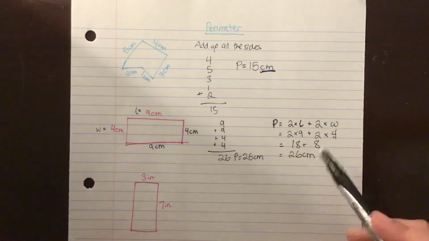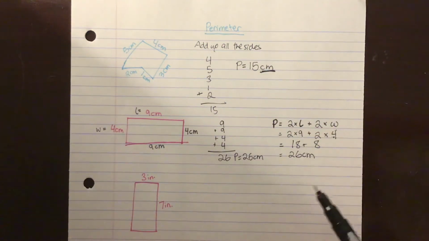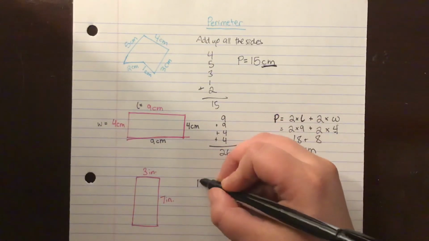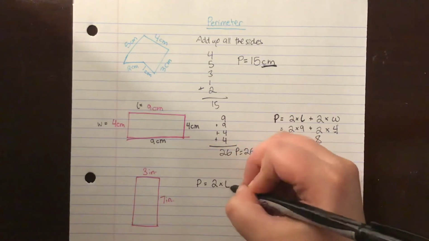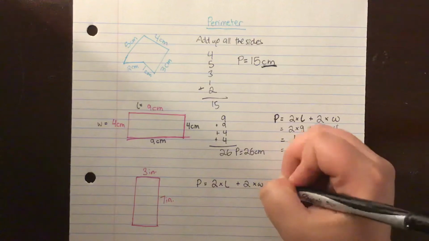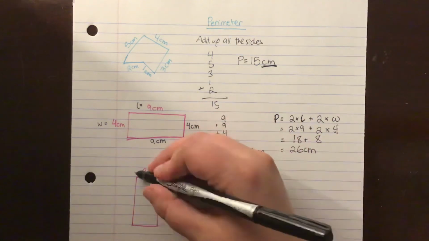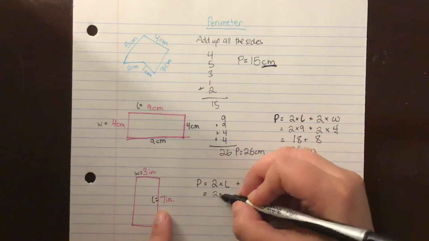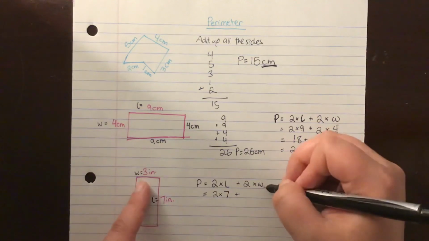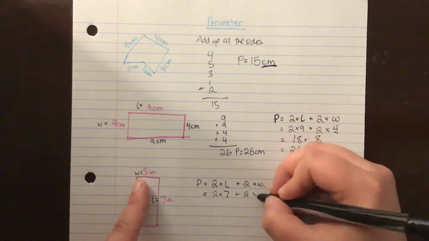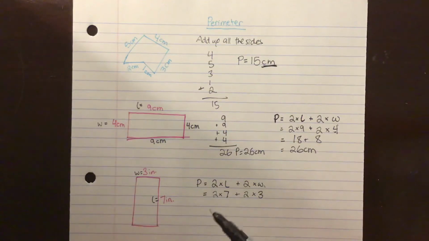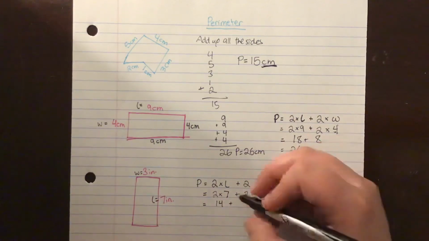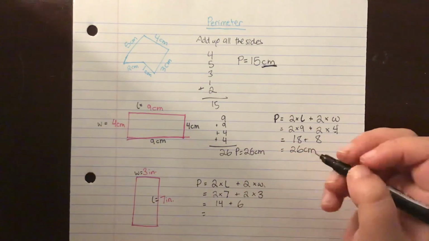So instead of having to write in our extra numbers, we can use this formula and it's really nice. So I'm going to just use the formula for the next one here, and we're going to see how we do that. So perimeter is equal to 2 times the length plus 2 times the width. The length is the long side, the width is the short side. So wherever I see L, I'm going to put a 7. 2 times 7 plus, and wherever I see a W, I'm going to put a 3. 2 times 3, just like that. Now I do my multiplication. 2 times 7 is 14. 2 times 3 is 6. What is 14 plus 6?